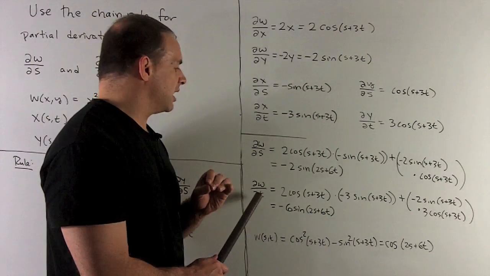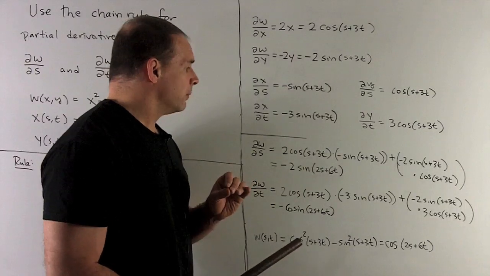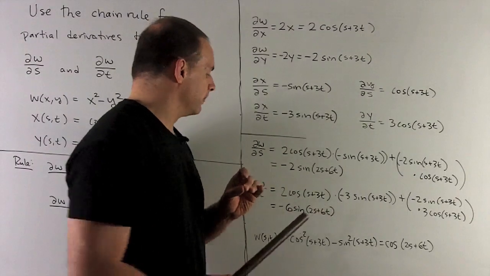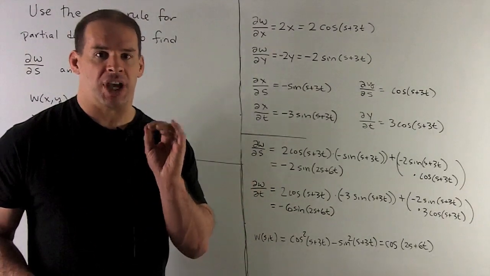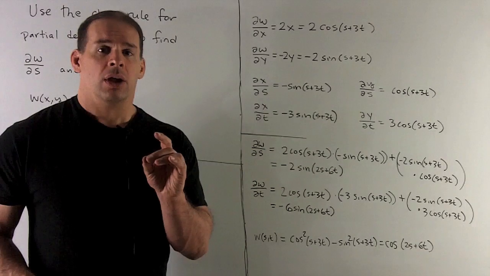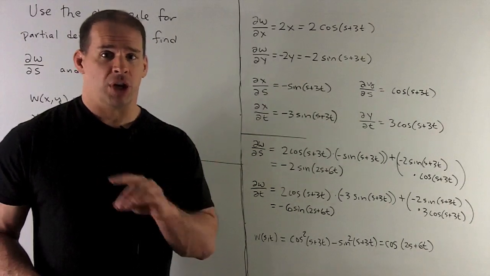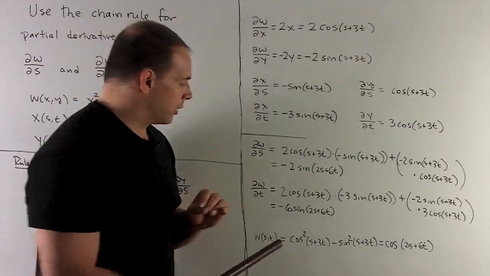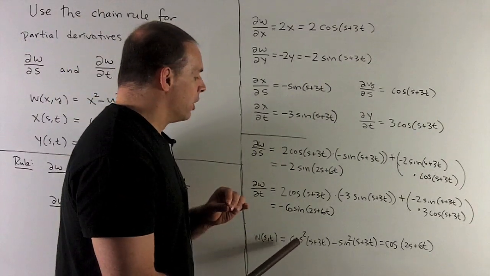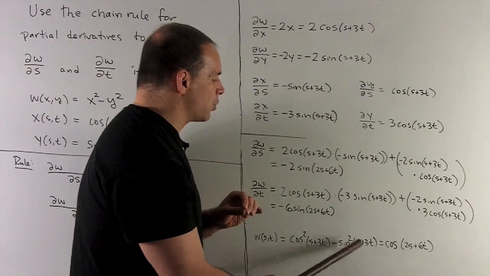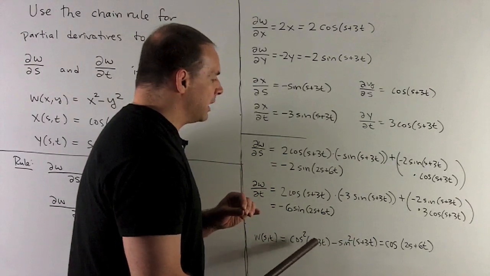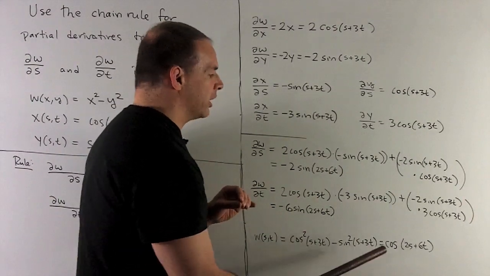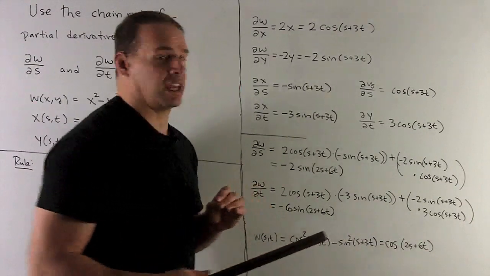Partial w with respect to t, same exact idea. We're going to wind up with a minus 6 sine of 2s plus 6t. How does this help us with a check? Well, if I take our w, treat it as a composition, meaning get everything down to s and t. Okay, we take our original function. I wind up with cosine squared of an angle minus sine squared of an angle. So that's going to be just cosine of twice the angle. So our original function is really cosine of 2s plus 6t.